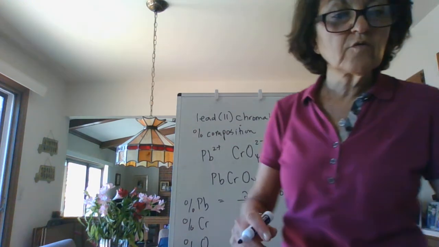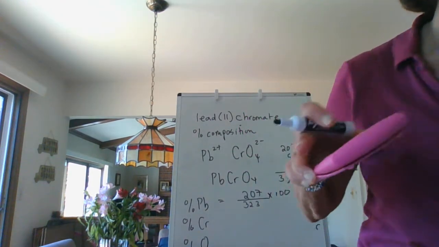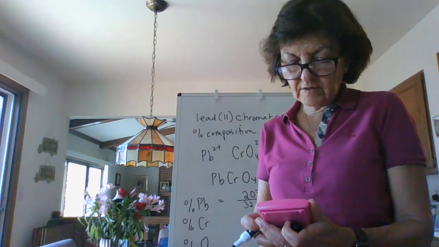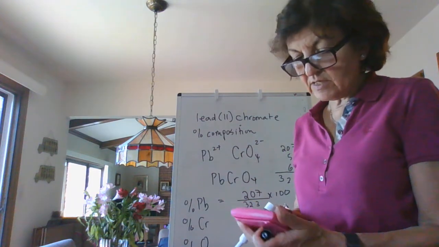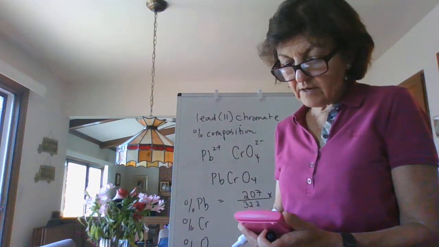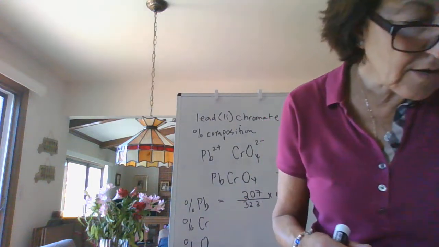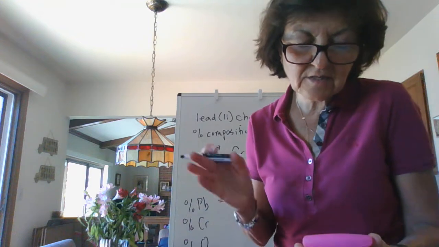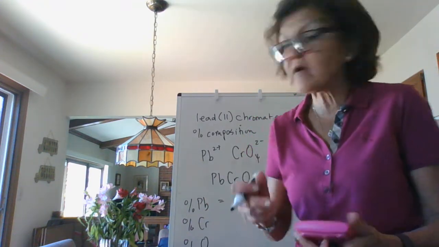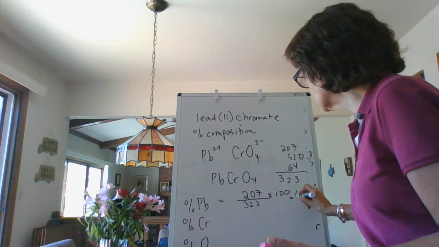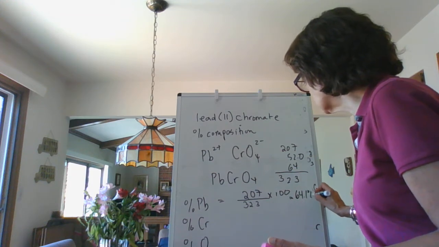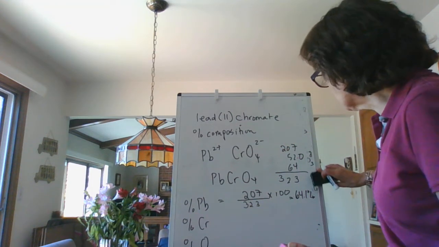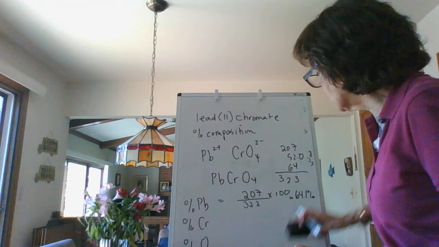All right, so you pick up your calculator and you put 207 divided by 323 times 100, and we see here that it's 64.1%, because it's 64.0866, I'm just going to round it to 3 sig figs. I'm going to write 64.1% of lead-2 chromate is lead. So 64.1% of the mass of lead-2 chromate is lead.